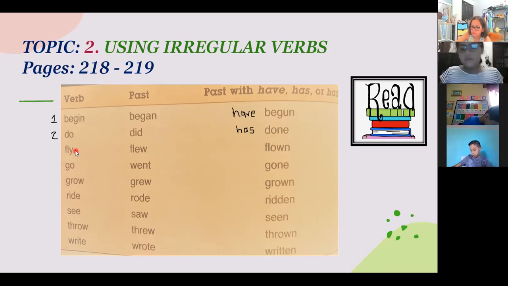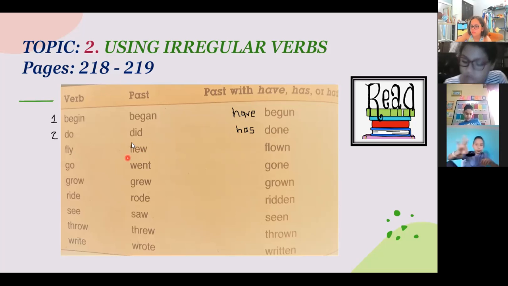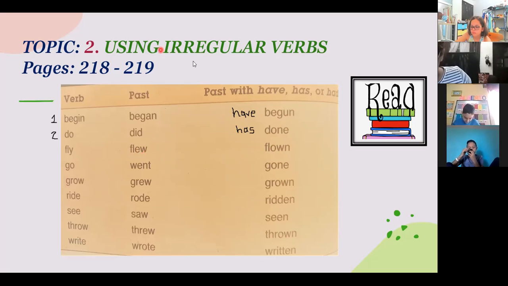We have the verb fly. This is the verb fly in present. We need to memorize that the past tense for this verb, because it's irregular, is flew. If you have your book, follow the reading on page 218. Flew is the past tense. But when we see that we have, has, or had, we write flown. So before this flown, we can have, for example, has or had. So we write it down, flown, because we know that before we have this auxiliary verb.